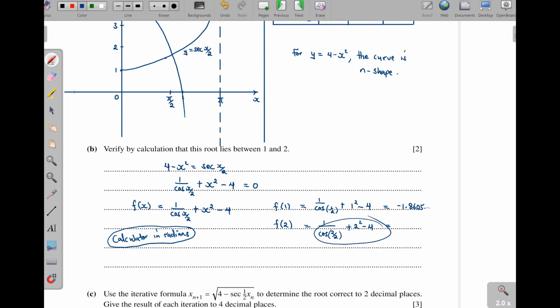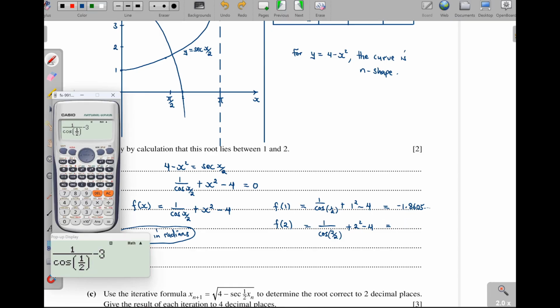Then how about here? Since this one is a negative, this one has to be a positive. So I'll come to this, and then I say cos, of course, this one is going to be 1. 2 over 2 is a 1. And then when we come to this one here, 2 squared is a 4, then minus the 4. You see this one is a positive, 1.8508.